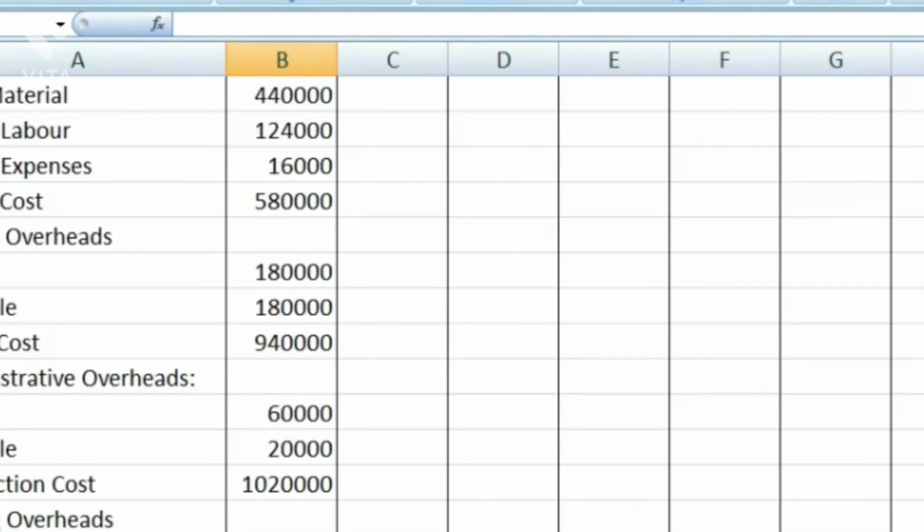Okay. Very simple. I think there is no need to explain how this structure works because you have already learned cost sheet. Clear? Cost sheet is already done. So it's not a new thing for you.